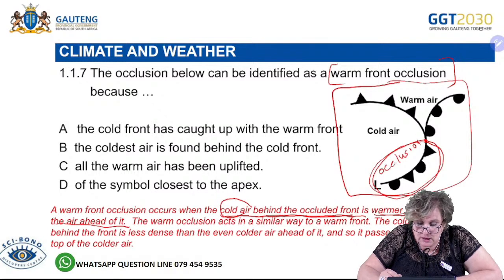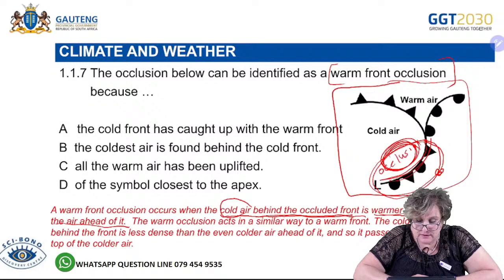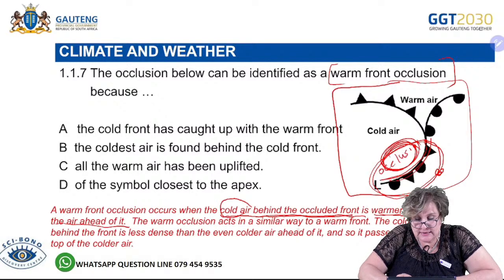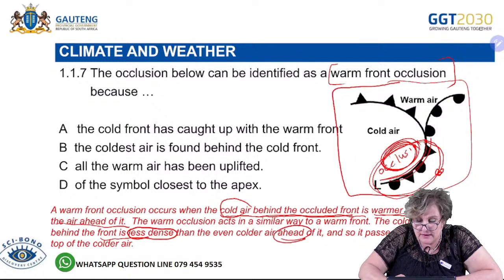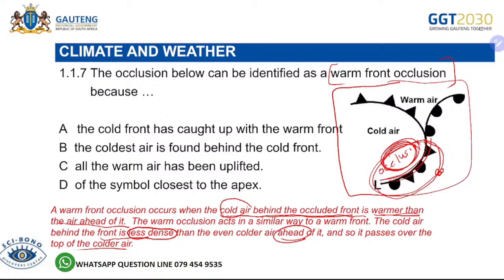So, this is my occlusion here. This air here is cold, but it's warmer than the air that is ahead of it. The warm occlusion acts in a similar way to a warm front. The cold air behind the front is less dense than the colder air ahead of it, so it passes over the top of the colder air. Okay, so there's my symbol of a warm front, cold, warm, cold.